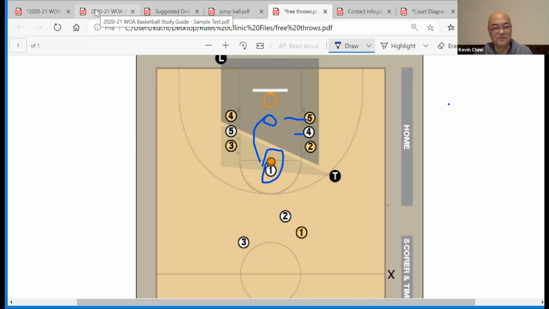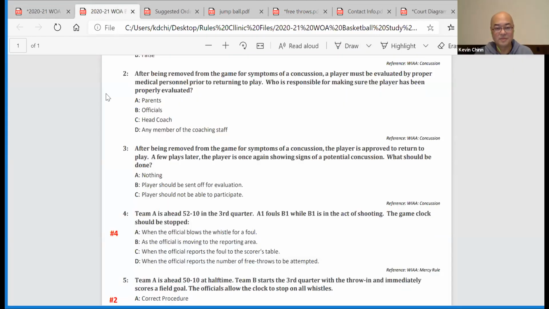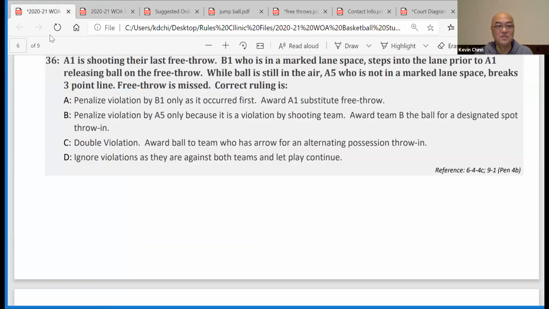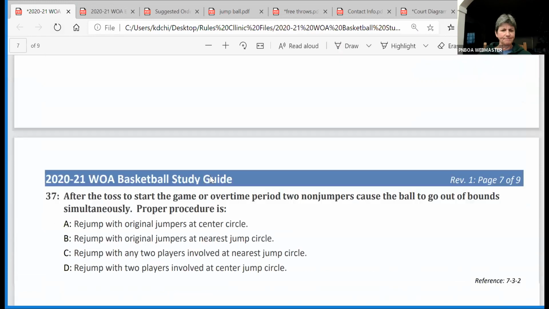Okay. That one got a little funky, but that's one of those funky things. This does happen in the game. So read that rule and understand it. So 36 is C, a double violation. Okay, Tanner, you're up.